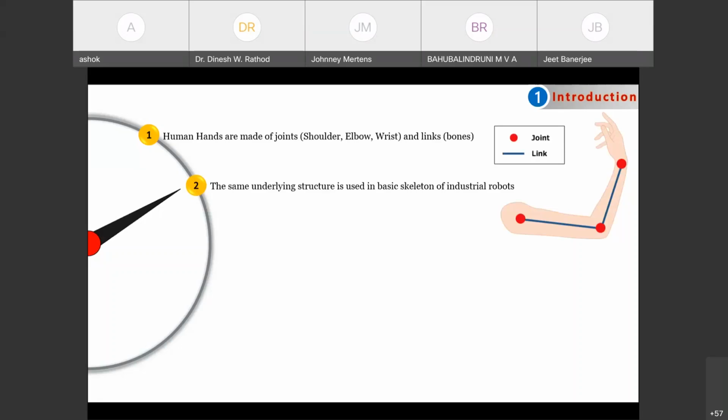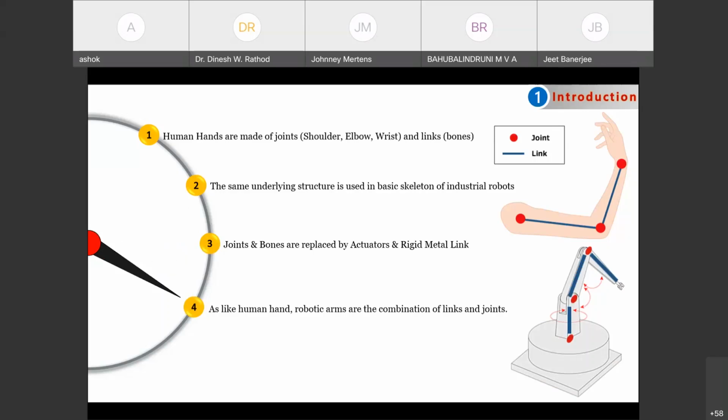Here, the term human limitation means an average human can lift a weight equal to 70 to 80% of his own weight, and that is not applicable for a weightlifter. I'm saying an average human. So the same skeleton or underlying structure will be used for the robotic system also. The only thing is joints and bones are replaced by the actuators and the metal rigid links.